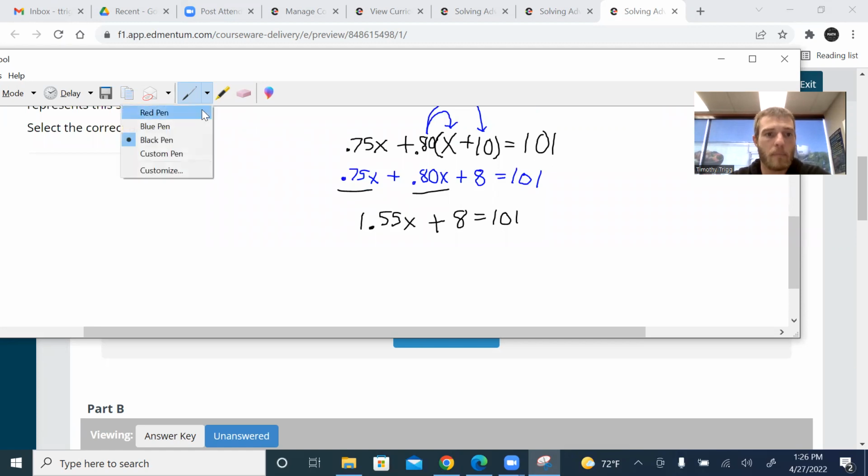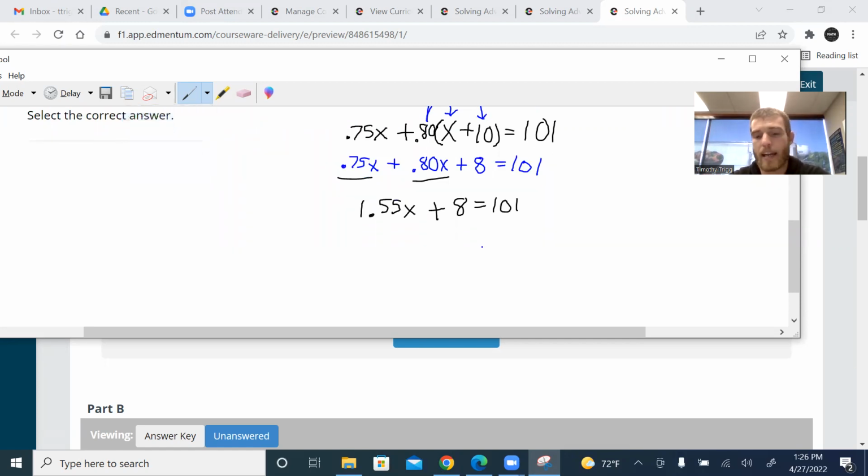Hopefully you see from the last lesson that our next step to get x by itself is to subtract 8 on both sides of the equation. This is going to help us get x by itself. So we've got 1.55x equals 101 minus 8. That's going to be 93.